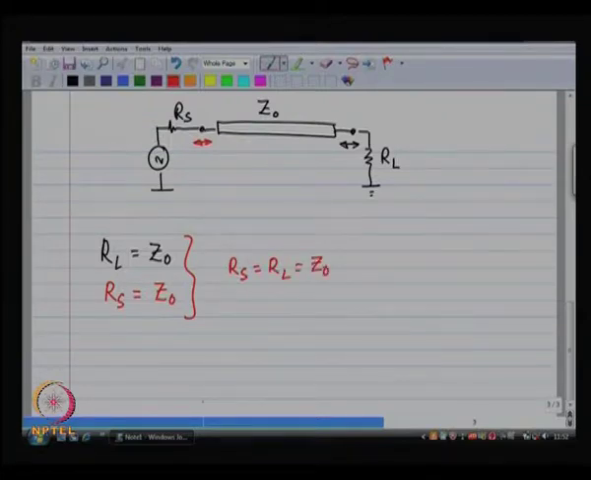Now, this is just a coincidence. It also naturally gives us maximum power transfer, but let me remind you that it just so happens that when RS is equal to RL equal to Z naught, I not only get maximum power transfer, I also do not get reflections echoing back and forth. It is also easy to understand.